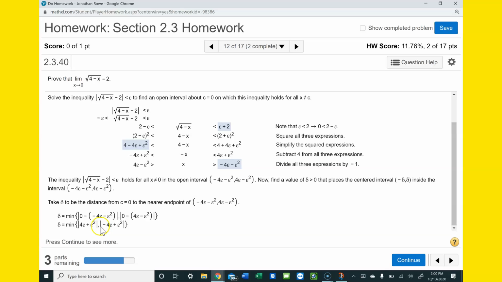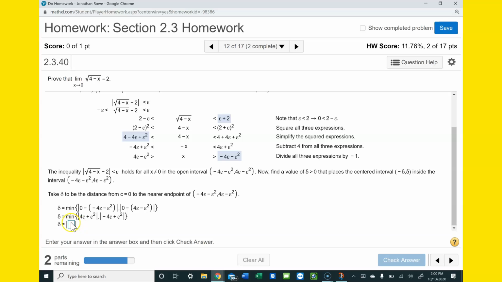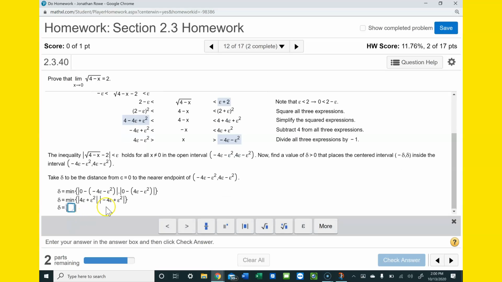because epsilon squared is the same thing. But if we add a small positive value versus subtracting a small positive value, the one where we subtract the small positive value is going to be less than the one where we add the small positive value. So it's going to ask me on the next line, which one of these is it? Which one is the minimum? And we just talked about it. It's going to be this one, -4 epsilon plus epsilon squared.